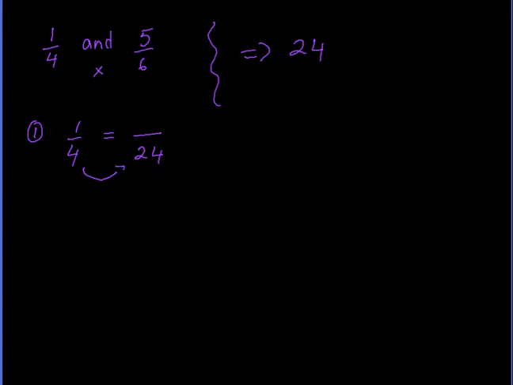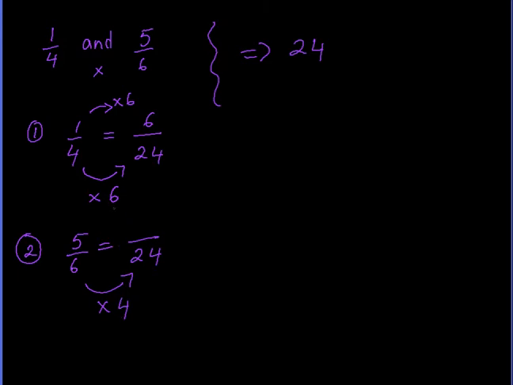And I'm going to ask myself, 4 times what is equal to 24? And we know for a fact it's 6. So I'm going to multiply the top one by 6, and 1 times 6 is equal to 6. And for our second fraction, we're going to do the same thing. We're going to do 5 over 6 is equal to something over 24. And we know for a fact 6 times 4 is equal to 24. So I'm going to multiply the top one by 4 as well. And 5 times 4 is equal to 20.